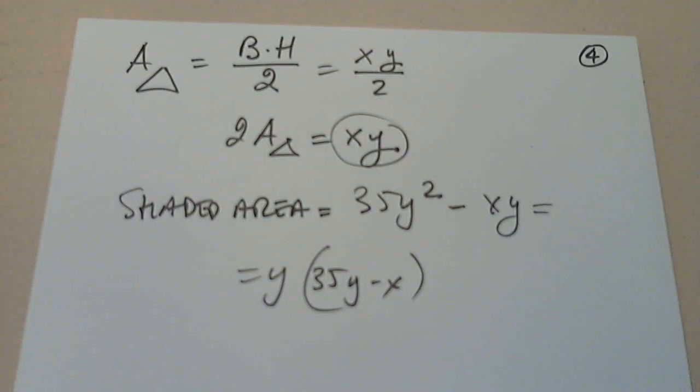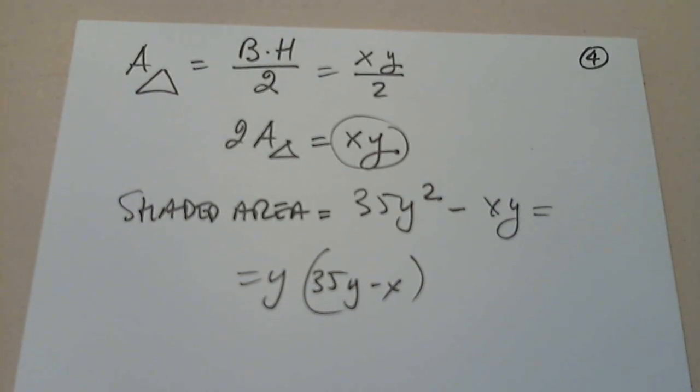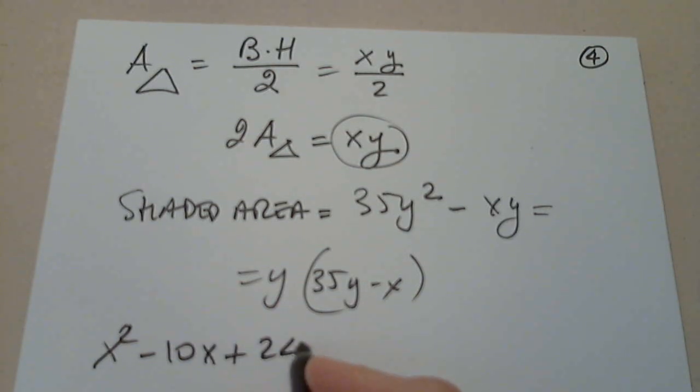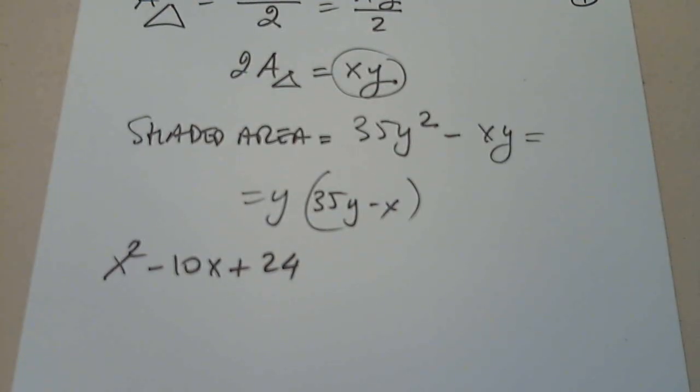Okay, so let's see what we need to do. The x squared, let's practice this. X squared minus 10x plus 24. Okay, so which strategy is this? Is it a binomial, is it a trinomial, or is it a polynomial? So let's look at the polynomial again and make a decision.